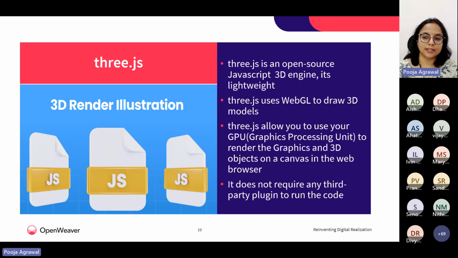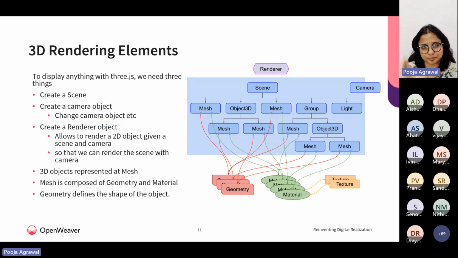It acts like there are different objects that are showcased on the canvas of your web browser. You do not require any third-party plugin, and with a couple of lines of code. You don't have to write thousands and thousands of lines of code, but with very minimal lines of code, you're able to do the 3D rendering of these 3D models. So what is this 3D rendering?